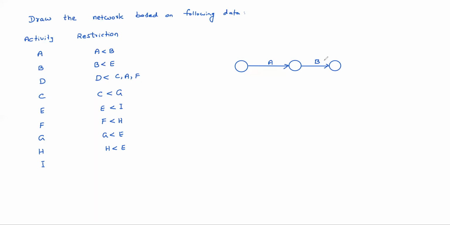Next, D must be before C, A, F. That means D must be before A. So I can put D somewhere here before A. D activity. Then C activity before G. After D, C and A, F are there. So you can have C like this. A, F. C, A, F. Now it is okay. D is less than C, A, F. Now C is less than G.